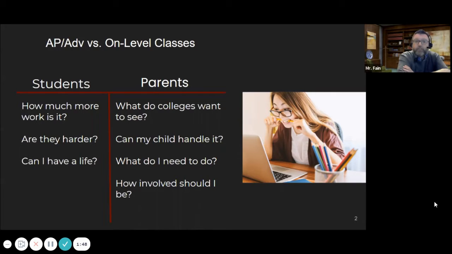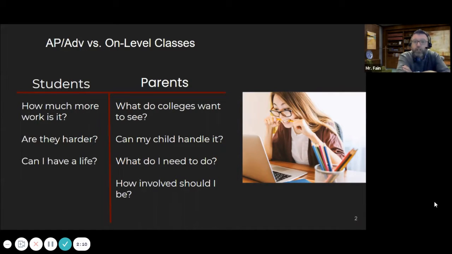So now that those little acronyms are out of the way, students watching this have traditionally wanted to know about an AP or an advanced course. How much work is it? Are these courses harder? And then lastly, most importantly, can I have a life? They see all these opportunities to do things in high school, and they don't want to just be stuck in a book.